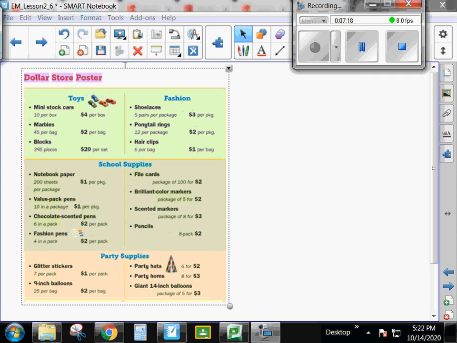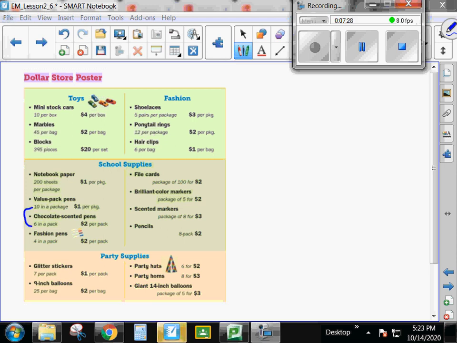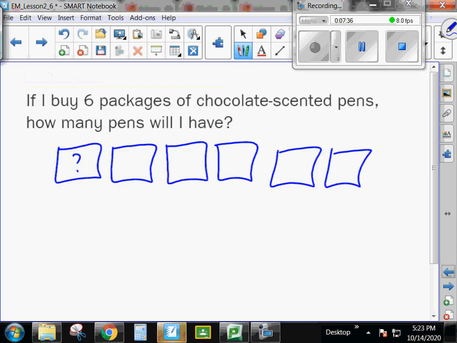All right, so I have to find the chocolate scented pens on here. It might be hard for you to actually see on your computer. So I'm going to go ahead and find the chocolate scented pens. And it says that there is 6 in a pack. That might be hard for you to read, but there are 6 of them in a pack. So I'm just going to put that information, 6 in a pack. Okay, so go ahead and now fill in that information.